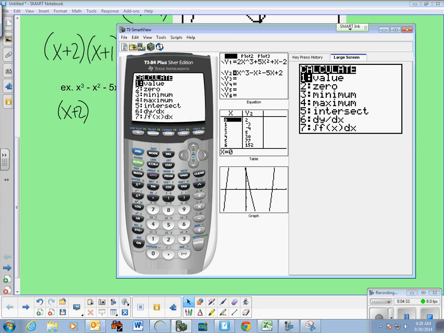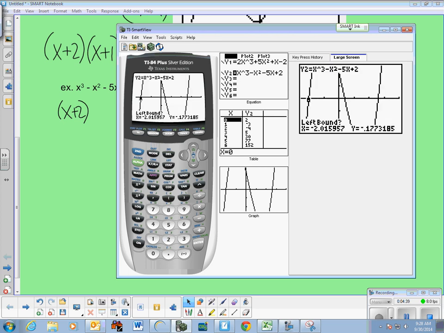I don't have a suspicion about that second one. It's between 0 and 1, so I'm going to calculate a zero. I know it's between 0 and 1, so my left bound is 0 and my right bound is 1, and I think it's close to 0.4. It's a little bit left of center. So it turns out to be 0.381966601. Okay, so what does that mean? That means that it's not a rational root. It's not a whole number.